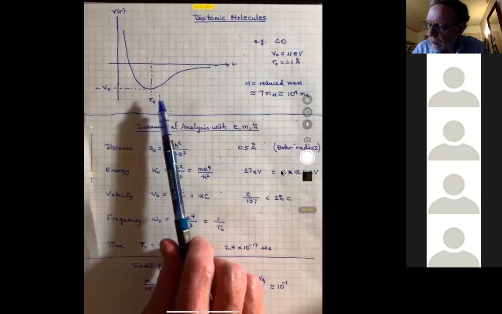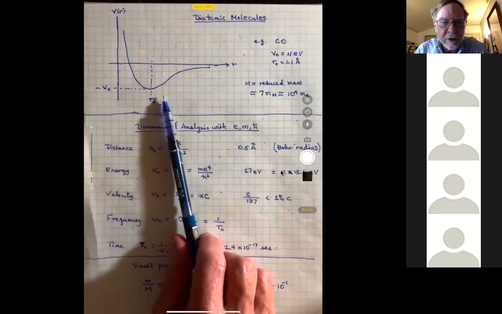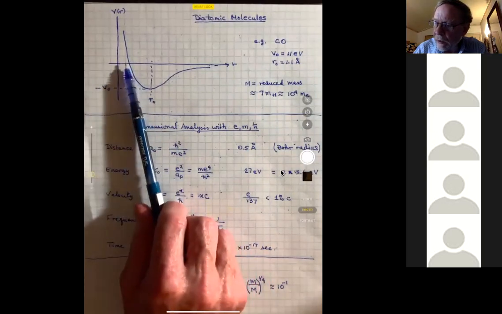The potential is sketched over here, which gives you a qualitative idea of what the potential looks like between the two atoms. The force is strongly repulsive at short distances.